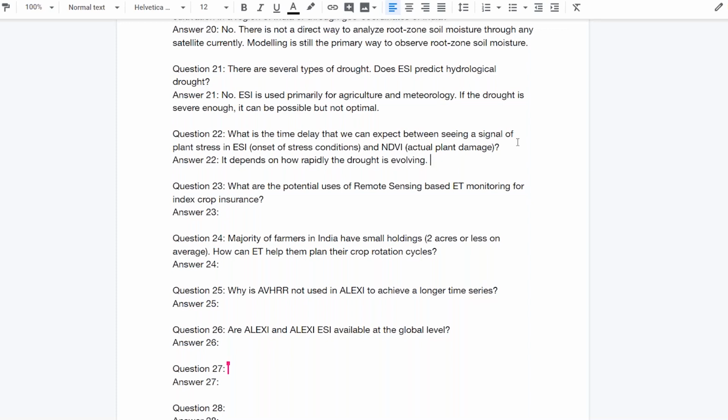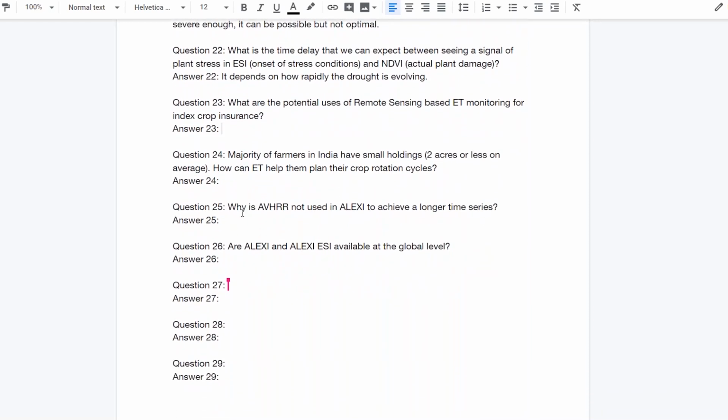Great. Question 23. What are the potential uses of remote sensing based ET monitoring for index crop insurance? It depends. In places in Africa where field sizes are very small, even at, technically, Landsat, the thermal sensor is on the order of 100 meters. We can sharpen that down to 30 meters, but when you get to some of these areas with much smaller fields, it's hard to get a pristine view of water use at a field scale there.